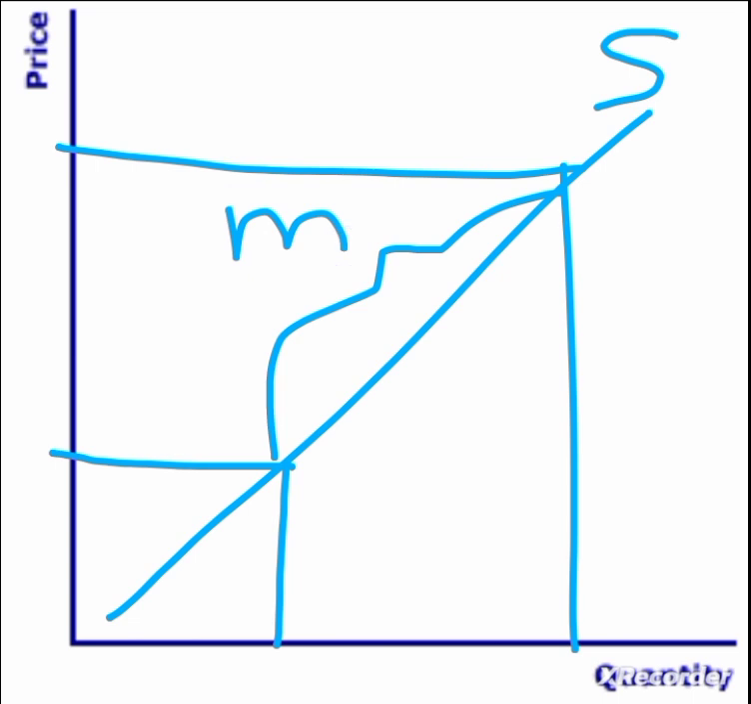So if price changes, then that's a movement, and if anything other than price changes, that's what causes either the demand or the supply curve to shift to either the left or the right.